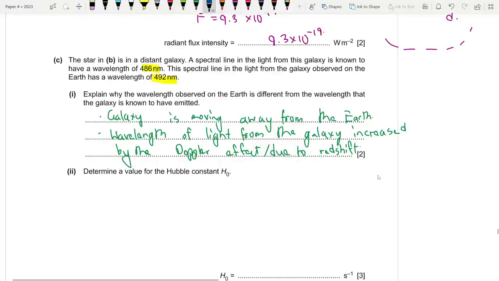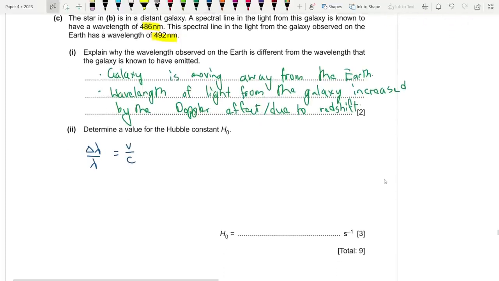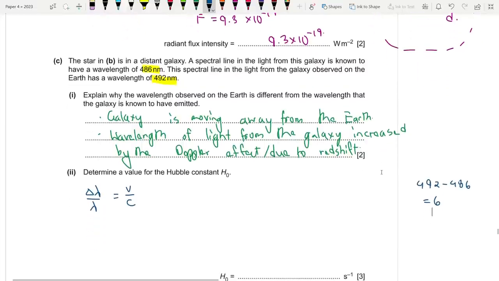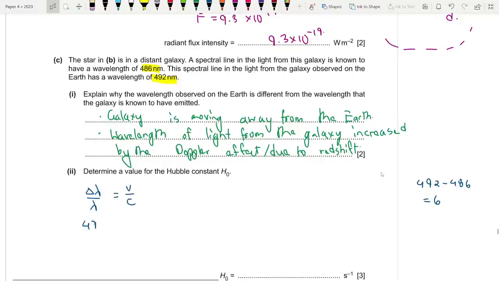So we know that del lambda by lambda is equal to v by c, where v is the speed of recession and c is the speed of light. So what is the change in wavelength? It is basically 492 minus 486, which is simply just 6. So 492 minus 486 by, always remember, the original one, 486. The truth, not the observed one, is equal to v by the speed of light, 3.00 into 10 to the power 8.